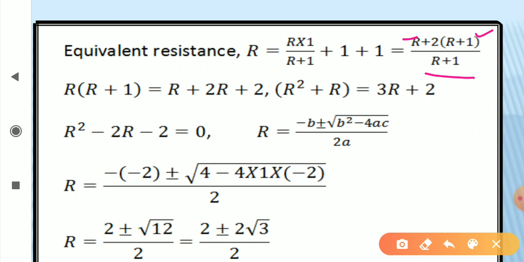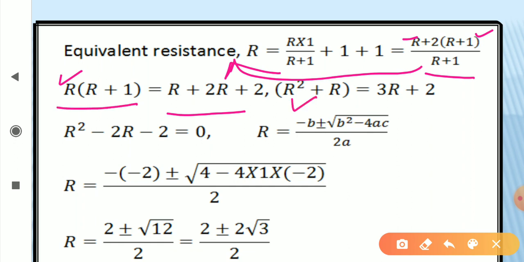And cross multiplying it, on the left hand side, R plus 1 multiplies this R, and you get R into R plus 1 is equal to, just open it, R plus 2 multiplied by R plus 1, that is 3R plus 2. Now, R square plus R is equal to 3R plus 2, and simplifying the equation now, you get R square minus 2R minus 2 is equal to 0.